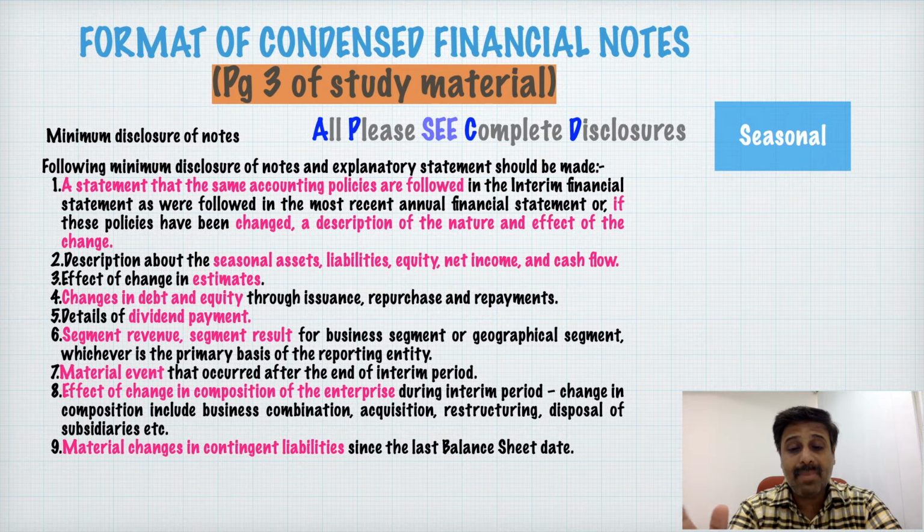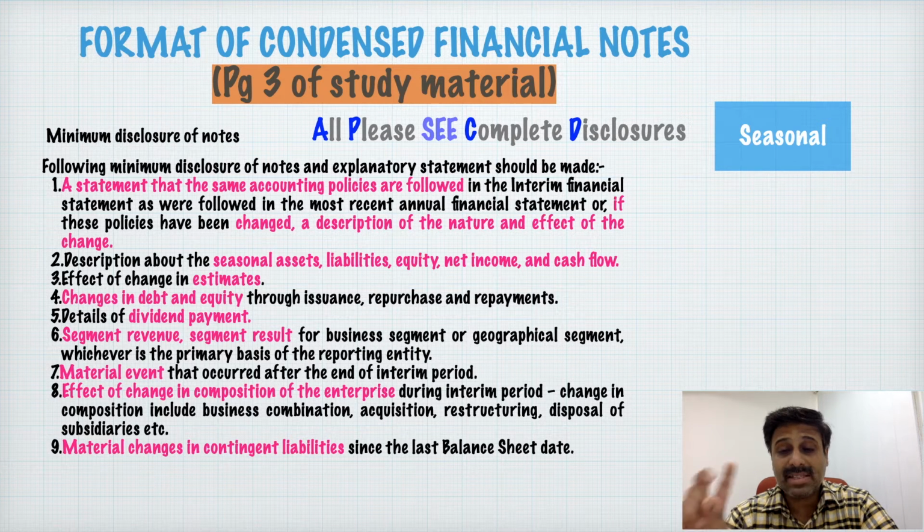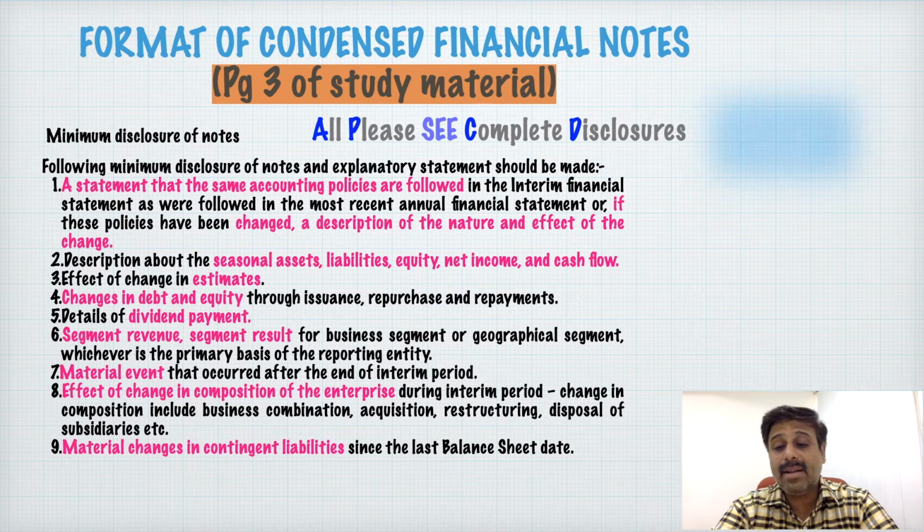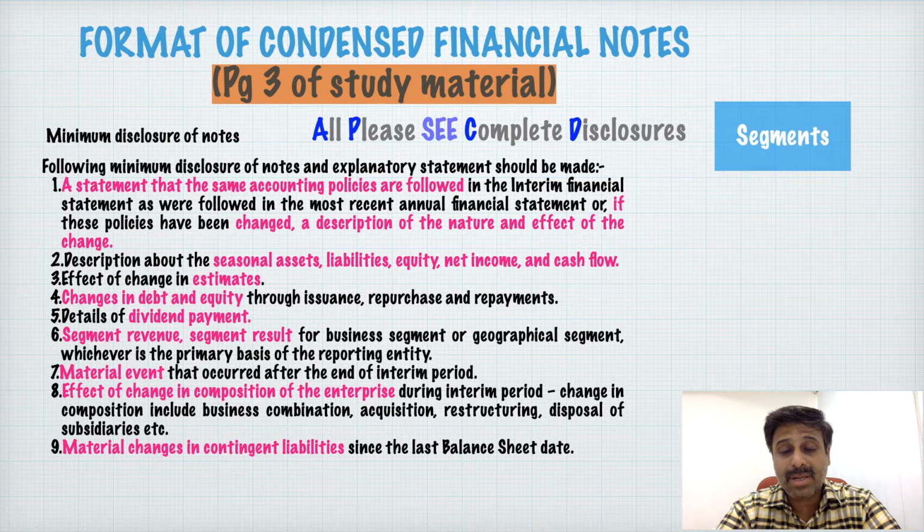Now after AP, S, E, C, D will all stand for 2 points each. Remember this. So S stands for which 2 points? Seasonal. That is point number 2. Seasonal assets, liabilities, income, expense, cash flow, equity, everything is to be disclosed. As well as it stands for point number 6. S means segment. Segment revenue and results as per the basis of business or geographical segments must be reported.